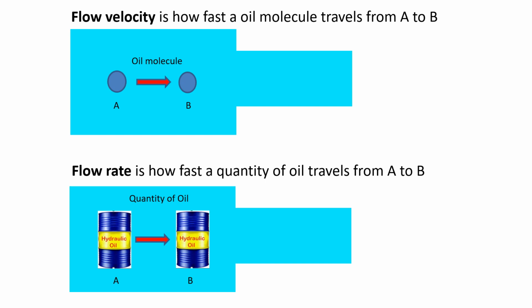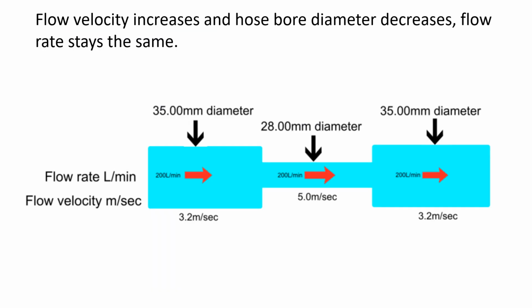Flow rate is basically how fast a quantity of oil moves in a circuit from A to B. This is what's in charge of movement and the speed of movement in a hydraulic circuit. Let's return to our fluid conductor diagram. Here we can see, irrespective of the diameter of the conductor, the flow rate stays the same at 200 litres a minute.